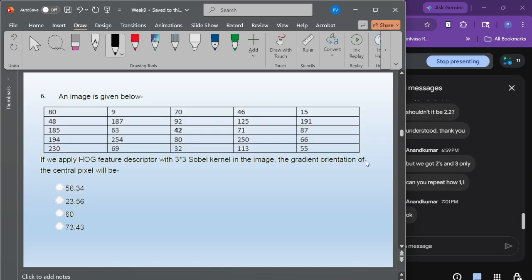So our next question is, an image is given below. The image matrix here again is given. It is a 5 cross 5 matrix. Now they are asking, if we apply HOG feature descriptor with 3 cross 3 Sobel kernel in the image, the gradient orientation of the central pixel will be what? The central pixel is also highlighted, that is 42. What is the gradient of this central pixel?